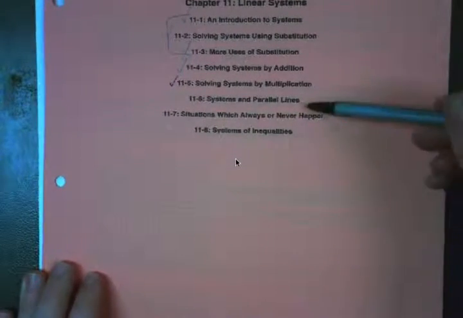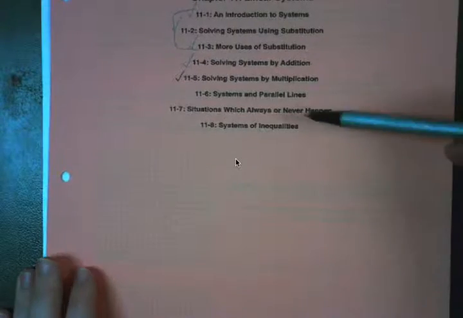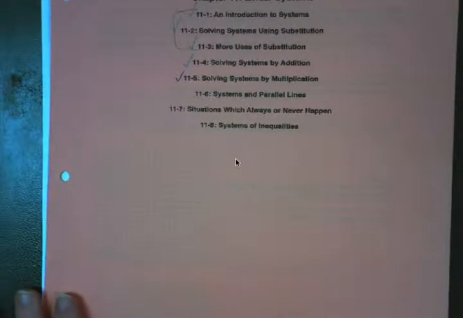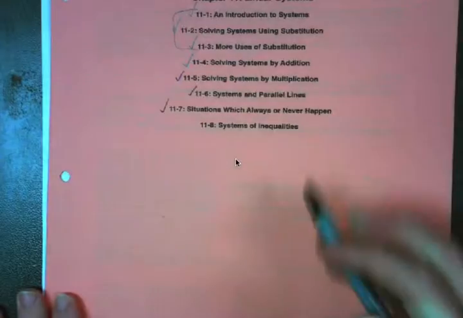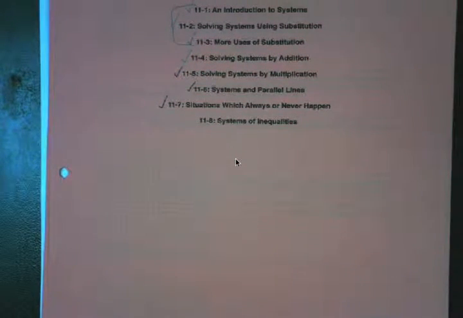We yesterday looked at these two sections, which were about the unique situations. Today we're going to look at systems of inequalities, and this is putting a ton of things that you know together.